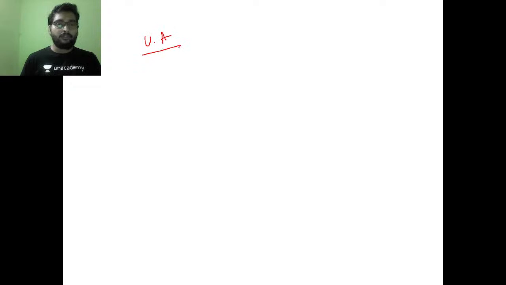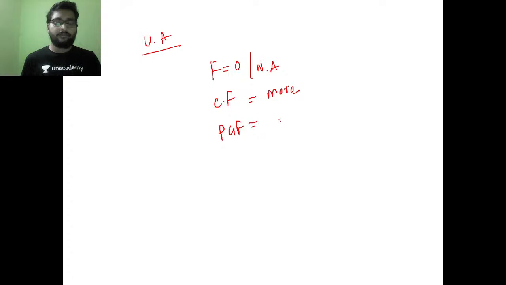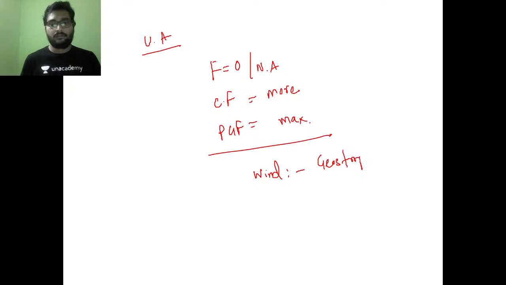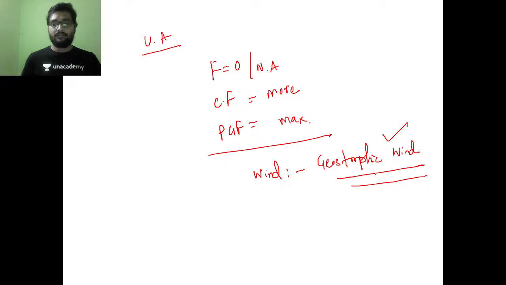In the upper atmosphere, when friction is equal to 0 or negligible, and the Coriolis force is more, and the pressure gradient force (PGF) is maximum, the wind which prevails at that point is called the geostrophic wind. The resultant force here will be equal to the PGF plus the Coriolis force.